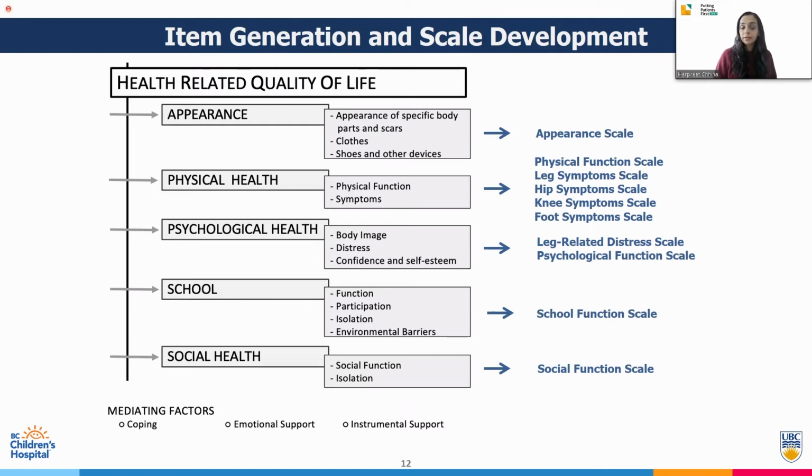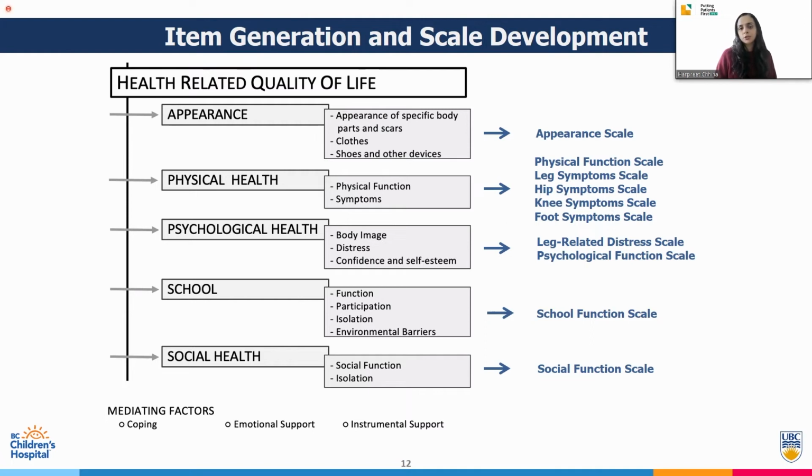For physical health, we wrote an exhaustive list of items based on what we learned from the interviews, and those items formed the physical function scale. For symptoms, we wrote a list of symptoms for each part of the leg, and those items formed the individual symptom scales for those parts of the leg.